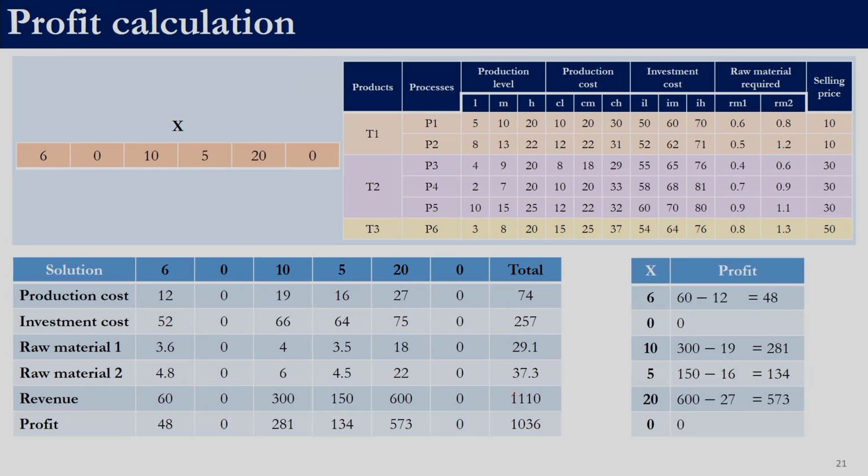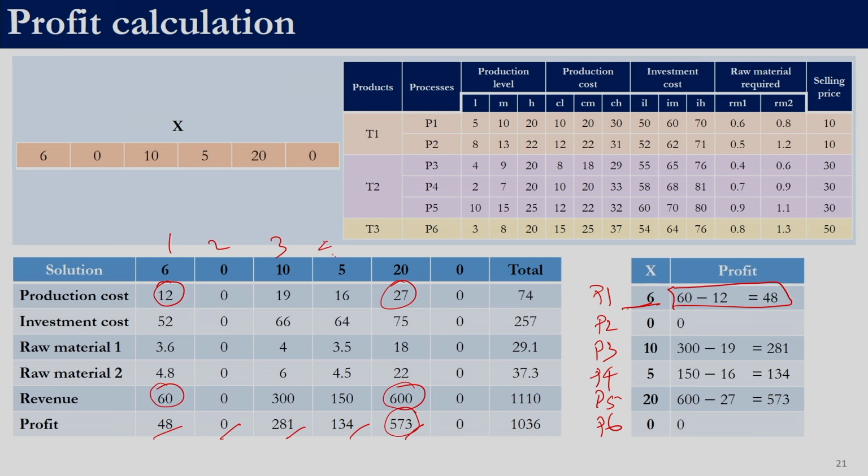Then profit for each process we can calculate. So, here the production cost is 12, here revenue earned is 60. So, 60 minus 12. So, that is the profit from process 1 if we produce 6 units. Similarly from process 2, process 3, process 4, 5 and 6 it can be calculated. So, here it will be 600 minus 27. So, that will be 573. So, this is the profit that is obtained from individual process, from process 1, process 2, process 3, process 4, process 5 and process 6. So, the total profit is the summation of all this, which is 1036.